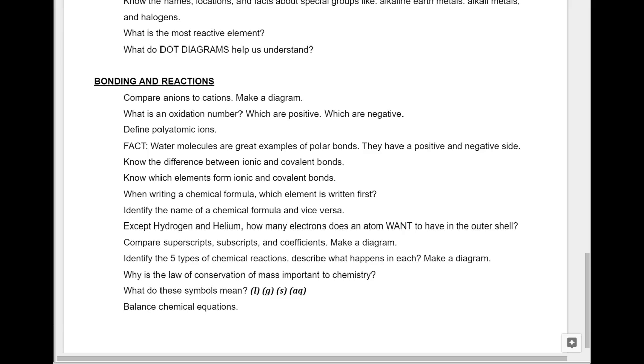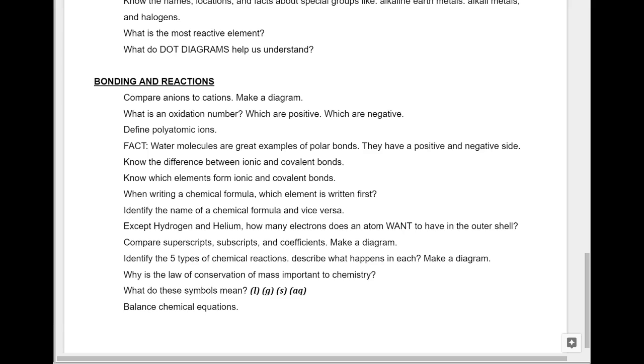Identify the 5 types of reactions. Describe what happens in each. Make a diagram. 5 types of reactions are synthesis, decomposition, single replacement, double replacement, and combustion. Remember our discussions about the happy couple and all of their adventures, and that will help you get those ideas down. Why is the law of conservation of mass important to chemistry?